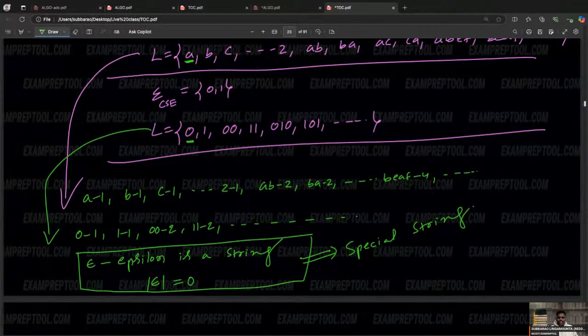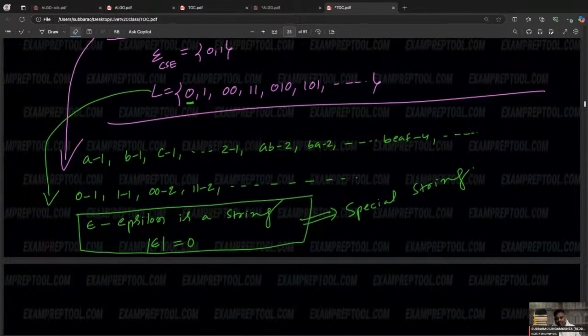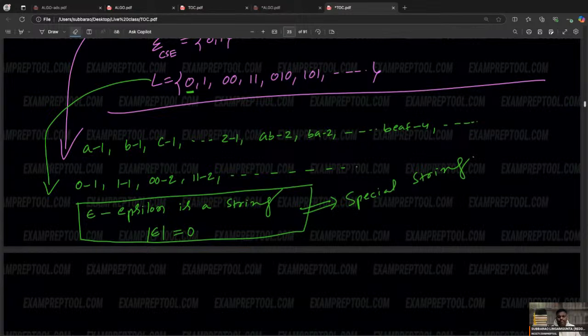Just remember this. You got the TOC. Epsilon is a string whose length is 0. It is a special string. In some books they will write epsilon, in some books they will write lambda. Different symbols. In the exam, they will say epsilon or lambda, a special string whose length is 0. If they don't say anything, it is normal epsilon only, because most of the books contain epsilon only.